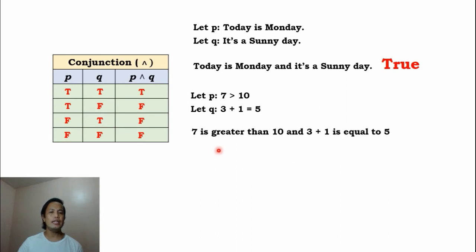Now if we are going to validate the first statement in mathematics, 7 is greater than 10 is a false statement. Nobody can argue of that because 7 is less than 10. So 7 is greater than 10 is a false statement, which is our P. Our P is false, and 3 plus 1 is equal to 5, which is also a false statement. So this falls under this row. P is false, Q is also false, therefore the whole compound statement is false. So the truth value of this statement is false.